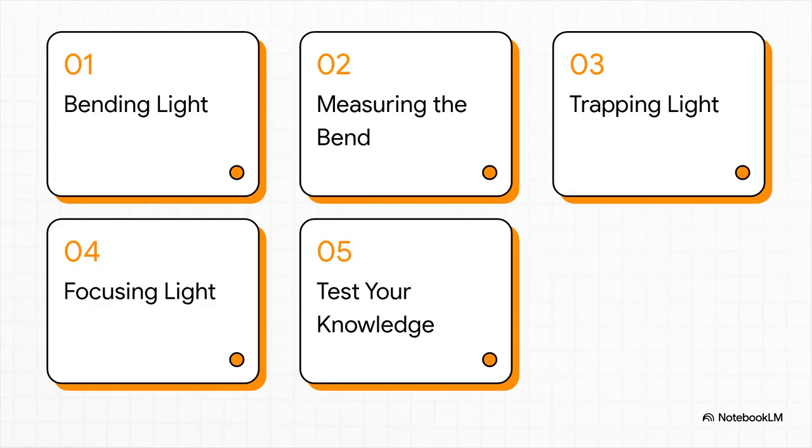So here's what we're going to cover today. First, we'll look at the bending light phenomenon, what it actually looks like in the real world. Then we'll dive into the numbers and how to measure the bend. After that, we'll explore a really cool concept, trapping light with something called total reflection. And then we'll see how we use all this to make lenses. And finally, we'll put you to the test to see what you've learned.